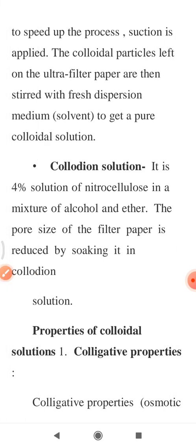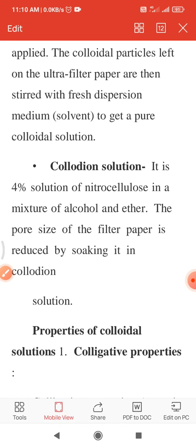Ultrafiltration is a very slow process, and you can speed it up when suction is applied. The colloidal particles are left on the ultrafilter paper, then it is stirred with fresh dispersion medium, that means a solvent, to get a pure colloidal solution. So initially the colloidal particles all collect on the ultrafilter paper, then if you want to convert it into a solution you have to dissolve it using a suitable solvent.